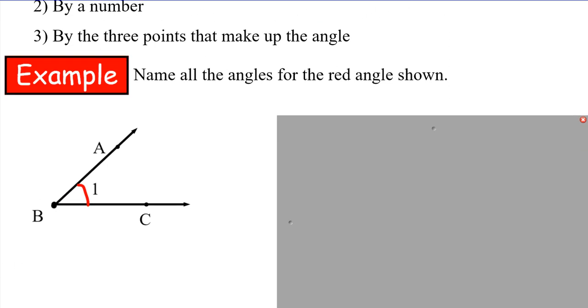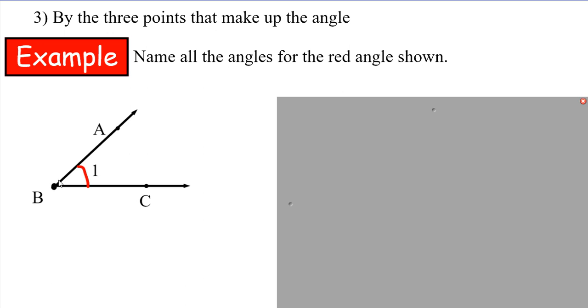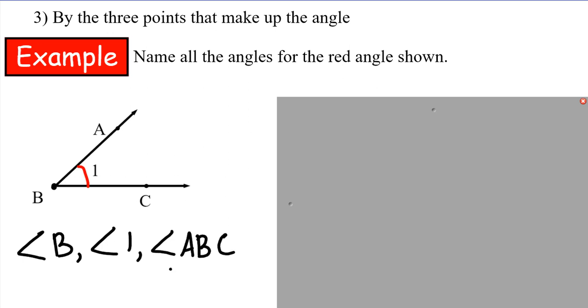Well, the first one we said is you can name it by its vertex. So that would be angle B, and we use this little angle symbol. It looks like an angle itself. So you could say angle B. We said you can name it by the number, so angle 1. Or you can name it by the 3 points, angle ABC. You could also call it angle CBA. What you could not name it though is angle CAB, because A is not the vertex. The vertex has to be the middle one. So B has to be in the middle of this naming because B is the vertex. So those are all three different ways. The last two are pretty much the same way that you could name that angle.